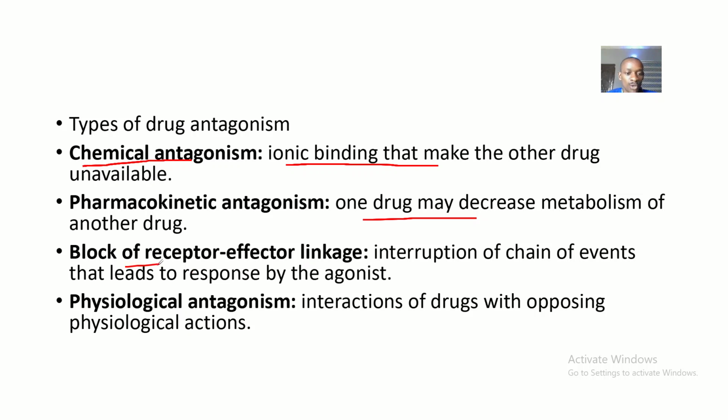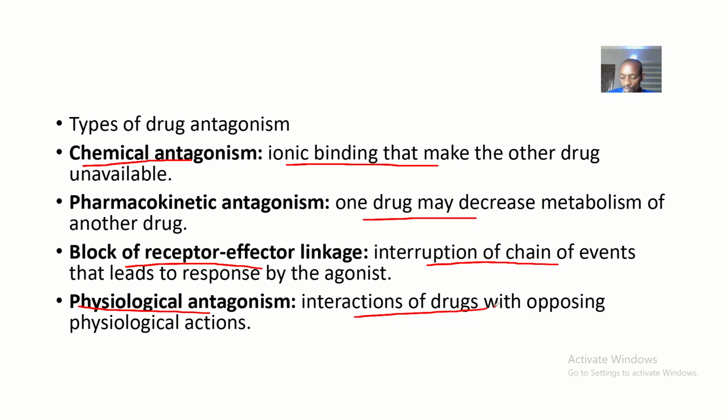Then we have block of receptor effector linkage. The receptor is supposed to be linked to the effector. Do you understand? The receptor will take up the signals and signal the effector to elicit its effect. But if there's a breakage in this link, then there will be no effect. So block of receptor effector linkage is basically interruption of the chain of events that will lead to the response by the agonist.